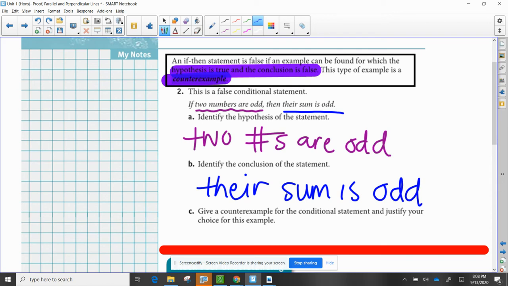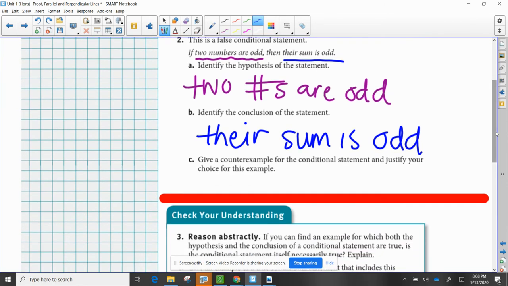So remember, you don't include the if and the then when you're talking about hypothesis and conclusions. They're just your trigger words to tell you what's what. So we know that this is probably a false conditional statement. So I want you to think of a counterexample and justify your choice using this example. So what's a counterexample where two numbers are odd, but you add them together and you don't get an odd sum? Okay. The example that comes to my mind is the numbers 1 and 3. They're both odd numbers, but if I add those together, what do I get? I get 4, which we know is an even number, right?